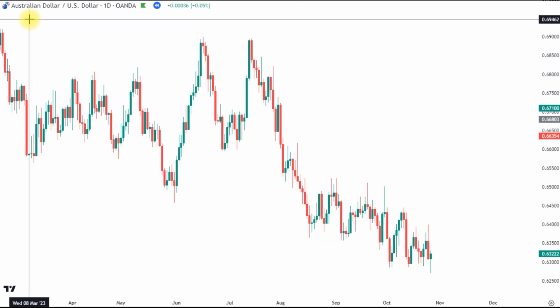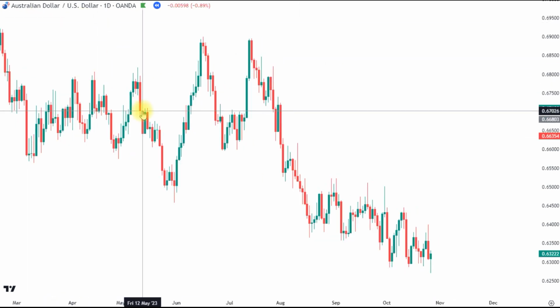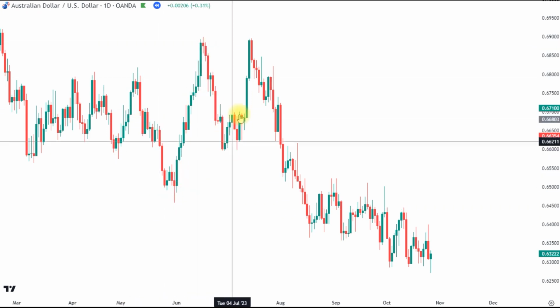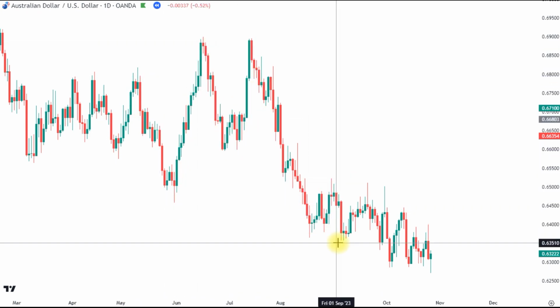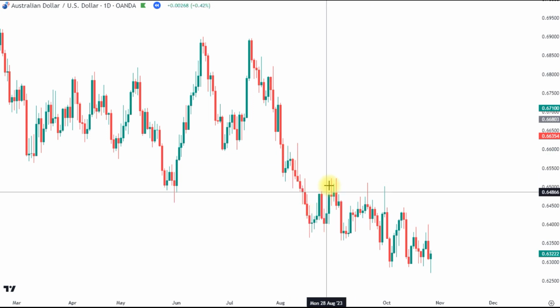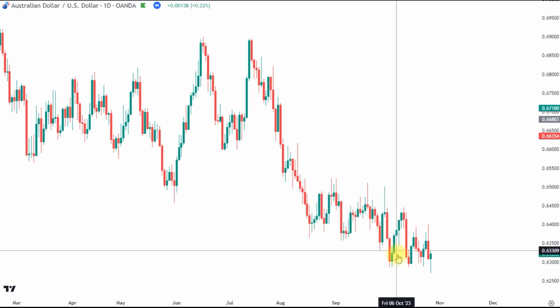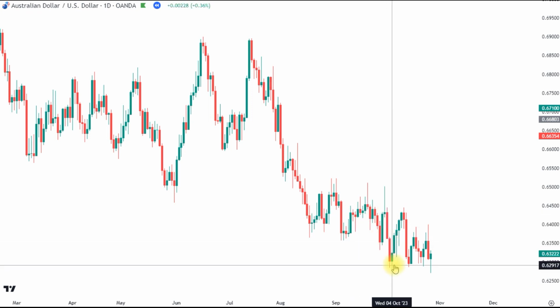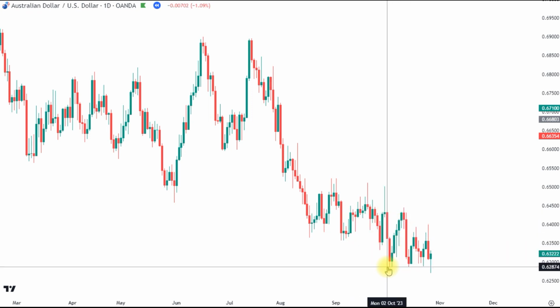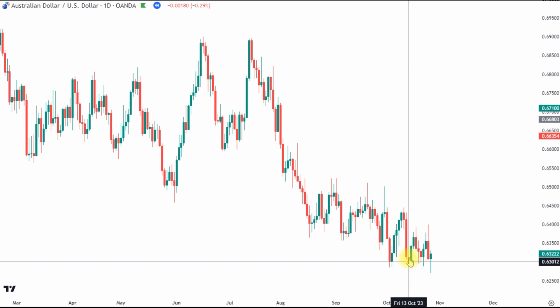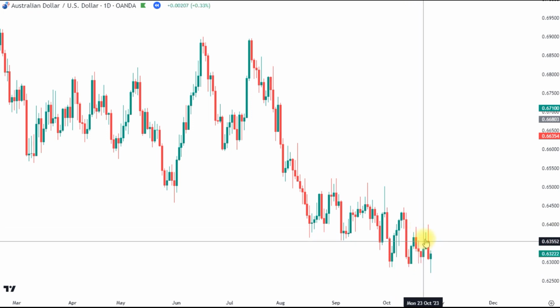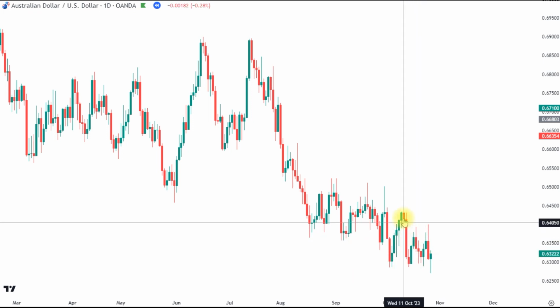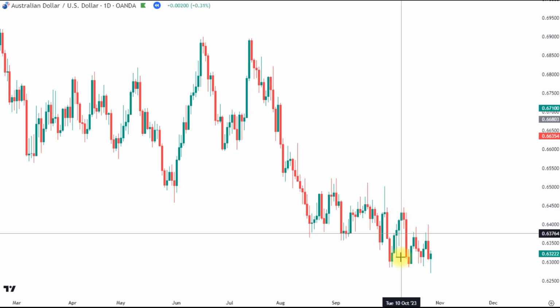We're here on the Australian dollar, US dollar on the daily chart, and what we see here is we are in a downtrend, but the downtrend is becoming really weak down here since we are barely making new lower lows and new lower highs. And in the end, we see a consolidation. The new highs and lows are made within the range of the former one.